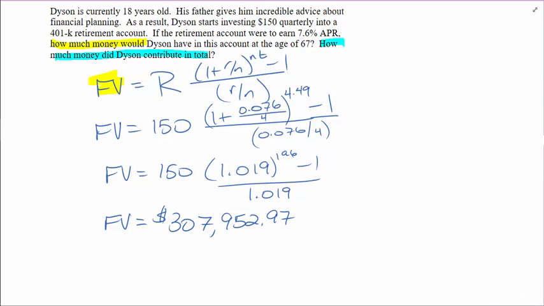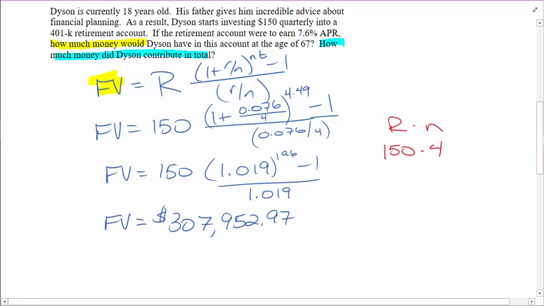So to determine that, we would say he's doing 150, which is our regular payment, 4 times a year, which is our number of payments per year, for 49 years, which is our T. If we do 150 times 4 times 49, we'll find that he has contributed $29,400. A comparison of these two numbers will lead to a good conversation about, was this a good investment?